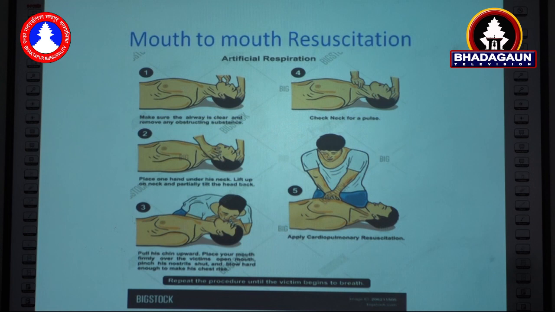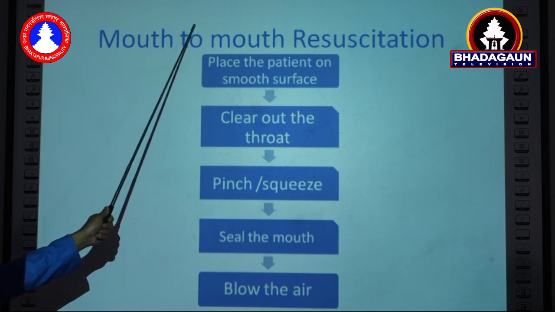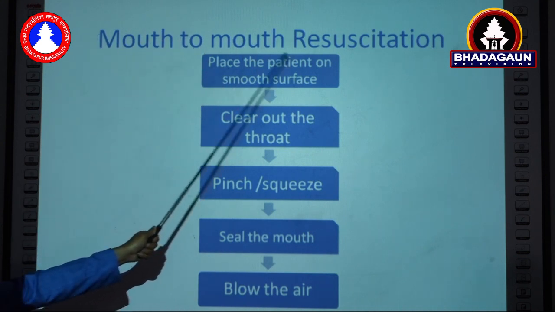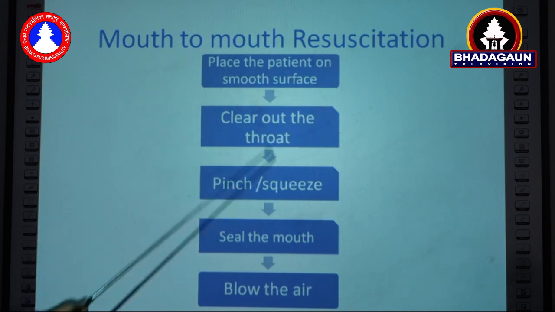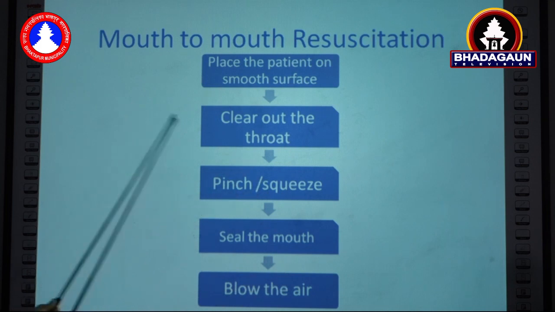This is the process. Now this is just a picture. Now in the examination you are given the clue. This is the question: write a set of instructions for mouth to mouth resuscitation. The clues are given. I have made the flow chart here, but you are not given a flow chart. Just you will be given the clue.